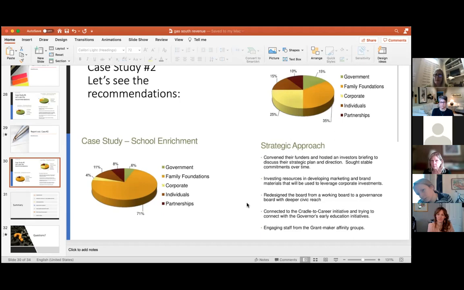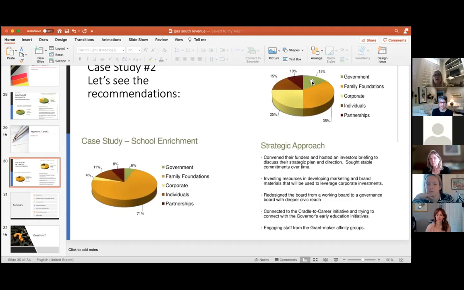And then last, engaging staff from grant maker and affinity groups, i.e. education funders, and really thinking through what that meant for them, particularly as it pertained to government grants. And in this particular group, as you will recall, the government sources that they had were declining year over year, but they had an opportunity to expand within them anyway.